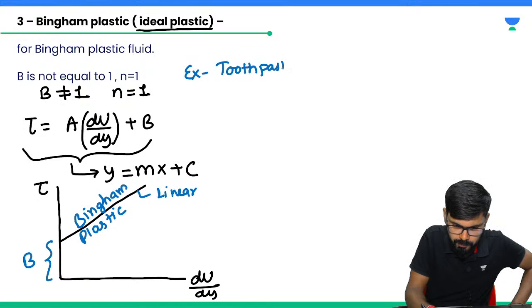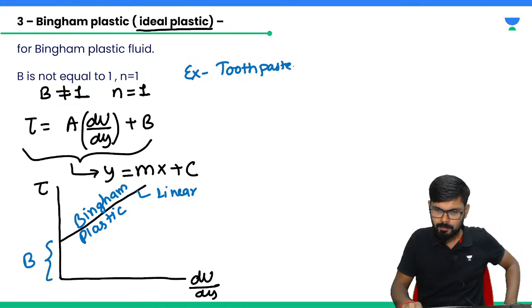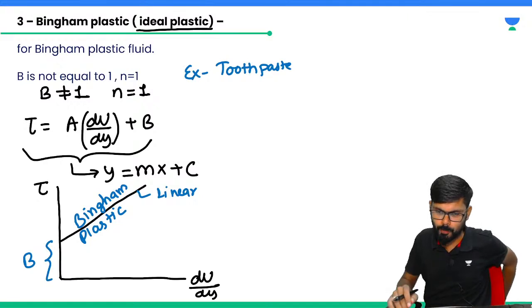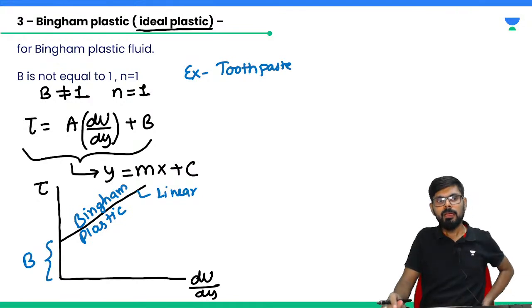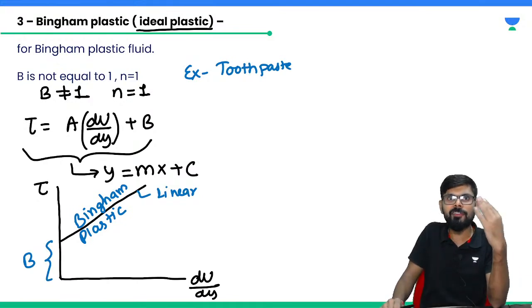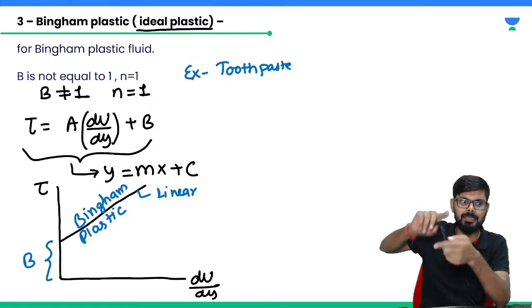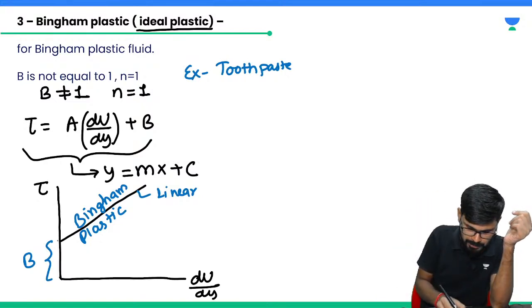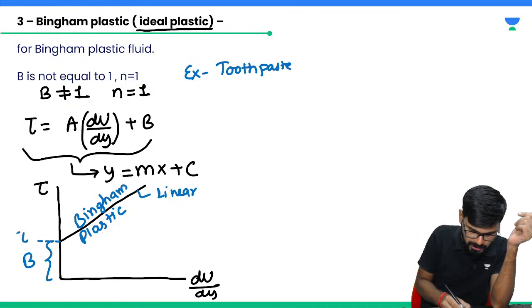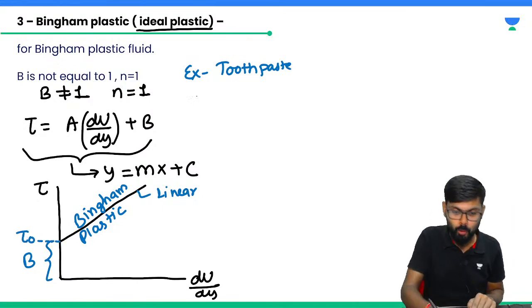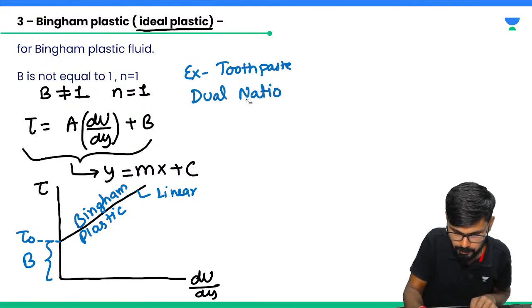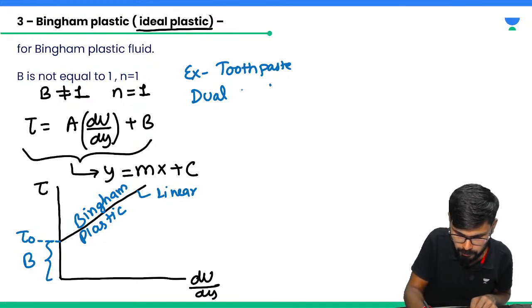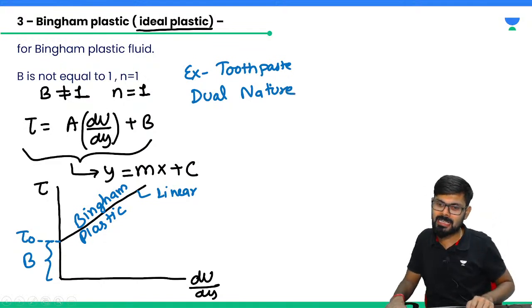Toothpaste. Now, in toothpaste, you can see that it will not start flowing immediately. Suppose when you are applying some shear, suppose this is a limiting shear stress, tau naught. This is tau naught. It has a dual nature.